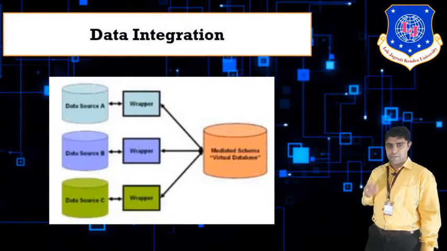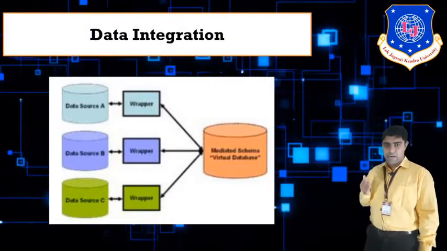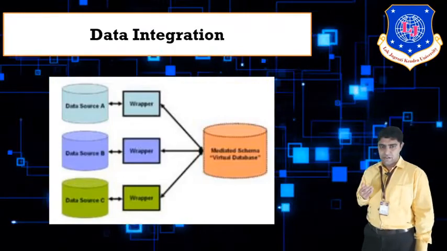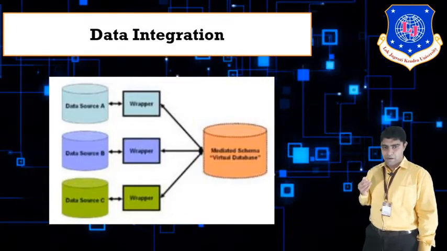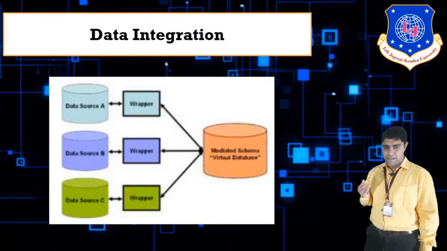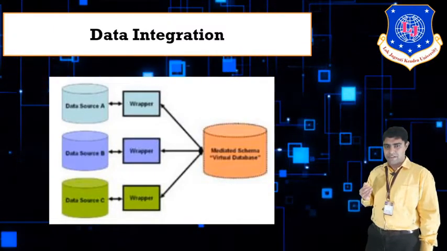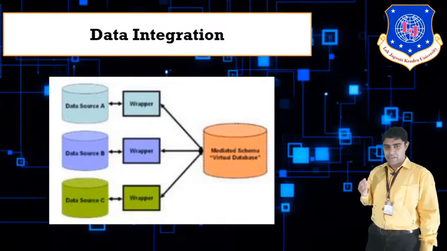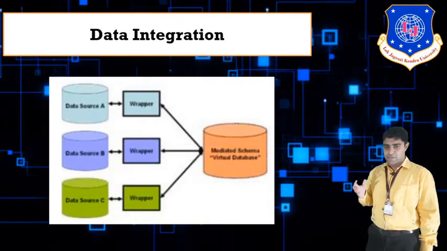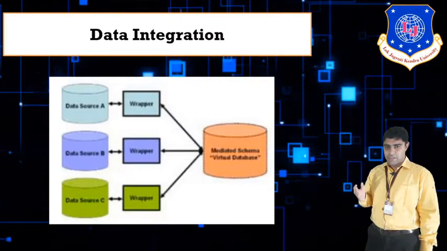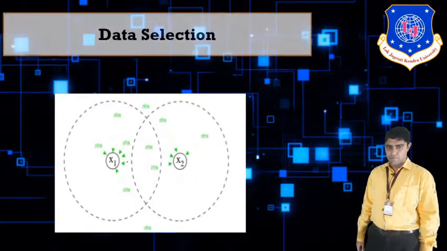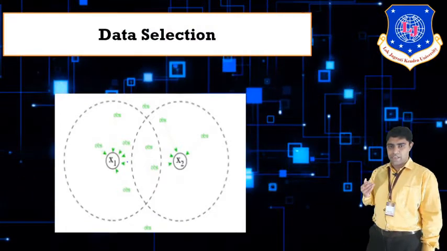Now we will see in the figure the data integration, where data sources are there and wrapping will be done. After that, the data sources are wrapped into different sources A, B and C. These are three different databases, which are collected and filtered. After filtering, they are combined into a single data source, that is called data integration. Next step is data selection.